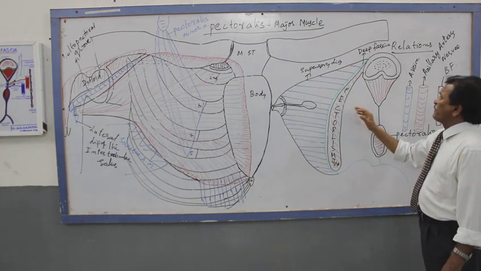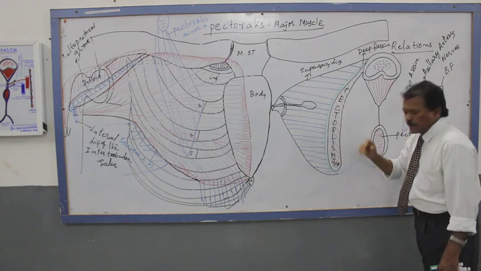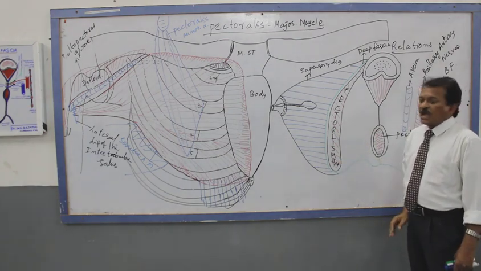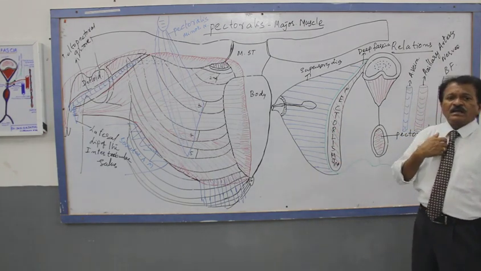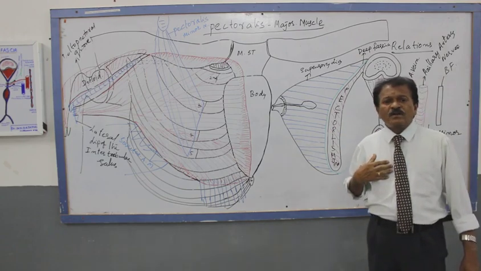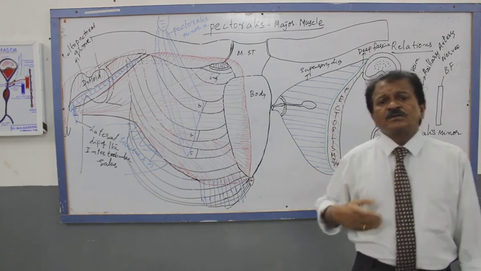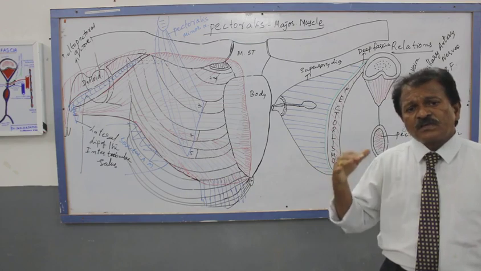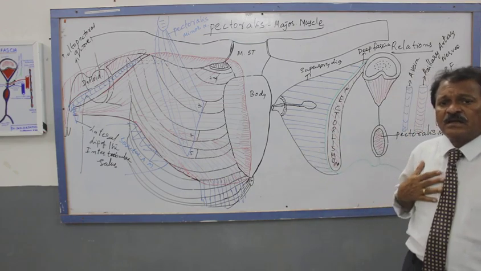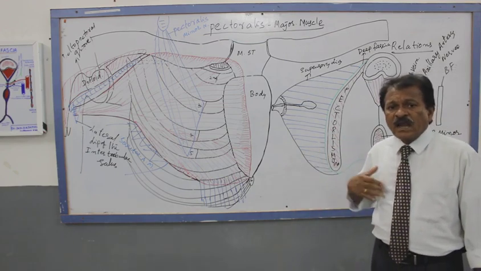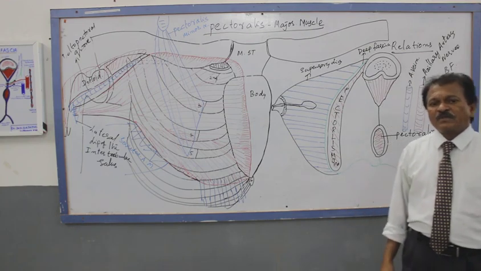In the back side of the pectoral fascia, there is the pectoralis major muscle. And in the medial side, there are cutaneous branches from the second to the sixth intercostal nerve. These are terminal branches, and they are located in front of the pectoralis major muscle.